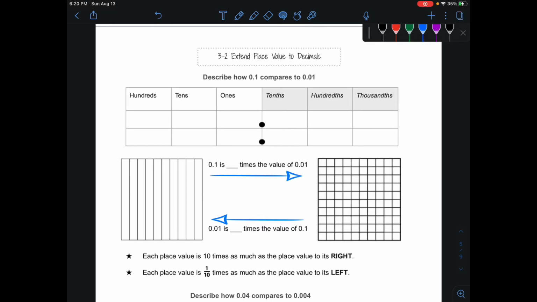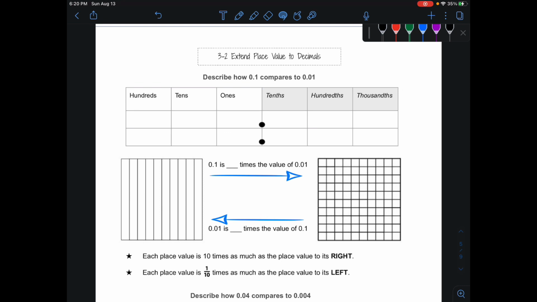Alright you guys, in this video I'll be going over 3-2, extend place value to decimals. In this video, students will be able to describe the relationship between the place value positions with decimals. Alright, let's start off with the first question.